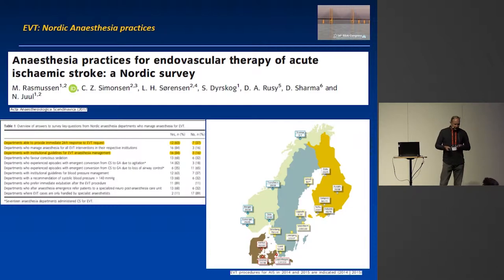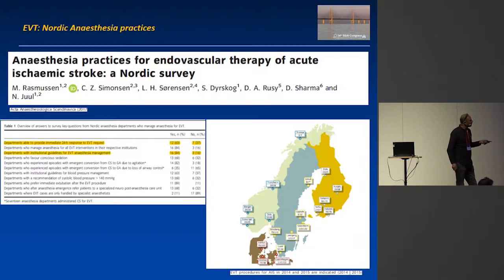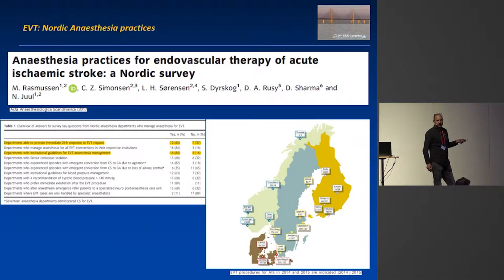So how do we manage these patients here in Scandinavia? In order to answer this question, I submitted a questionnaire to the anesthesia departments located in the 19 Nordic centers who perform endovascular therapy for acute ischemic stroke. And I hope you can see in this figure the geographical distribution of the centers. And I've also tried to indicate the number of procedures in each center. It's numbers from 2014 and 2015. You can probably see that most centers experienced a substantial increase in the number of procedures. And I think that indicates that this is a vastly expanding area.